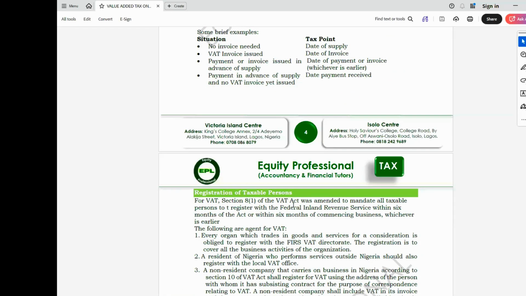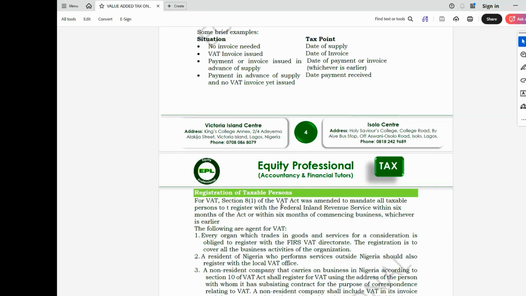Then for you to now be regarded as what? As a vatable or taxable person, you don't just wake up and start charging VAT. You must register for the purpose of collection of VAT. So that will now lead us to the registration of taxable persons.